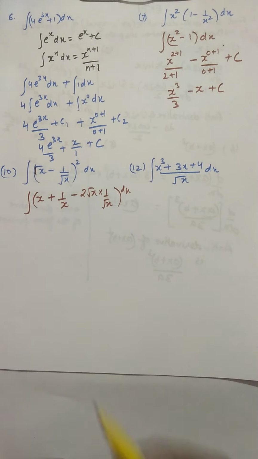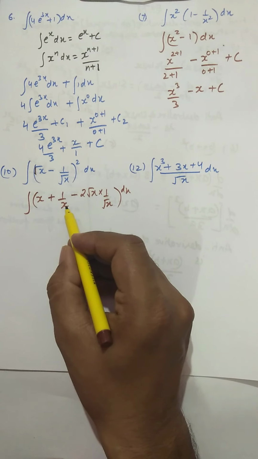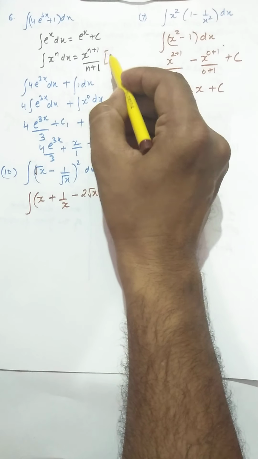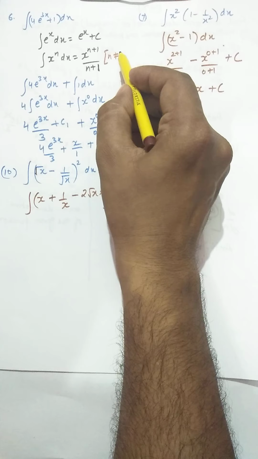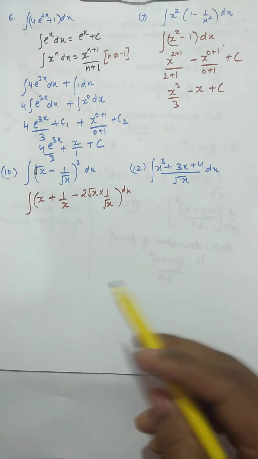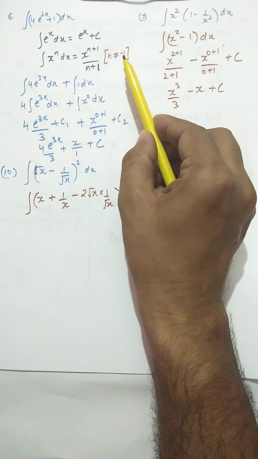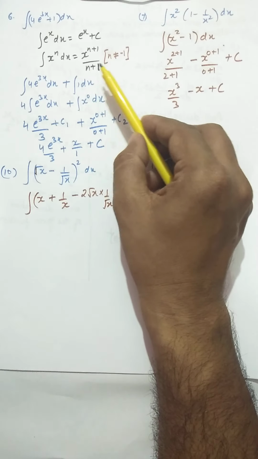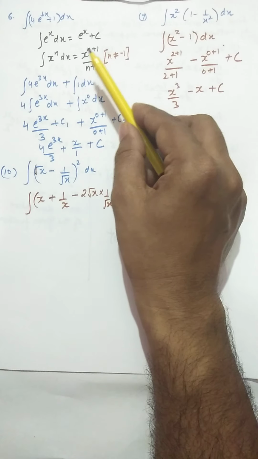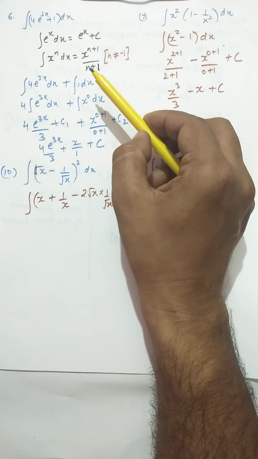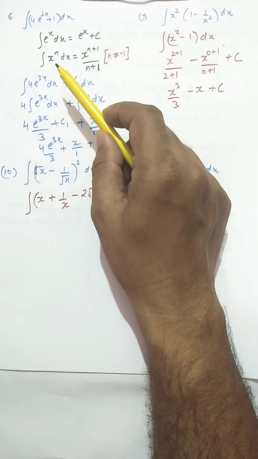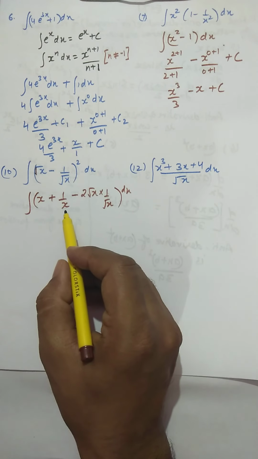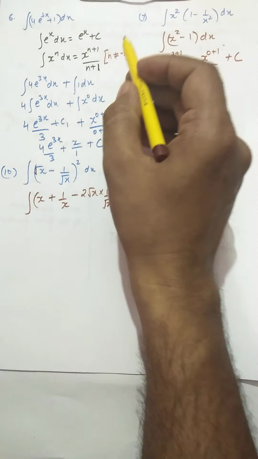But here something very important has come: you cannot take 1 upon x, you cannot apply the power rule here. I should have mentioned that n cannot be equal to minus 1. Why? Because if n equals minus 1, then n plus 1 is minus 1 plus 1, the denominator becomes 0, and as a result the complete function becomes not defined. So it is important to know that in x^n, n cannot be equal to minus 1. Here you cannot apply this formula, the power rule.